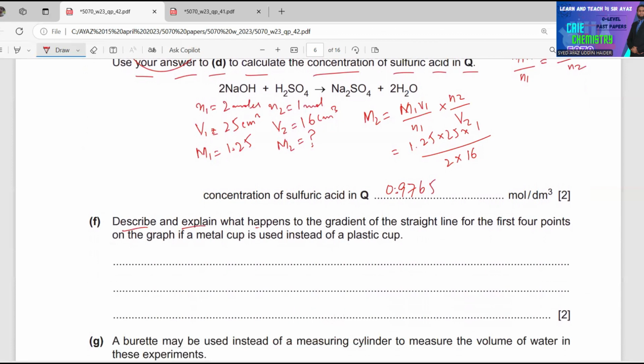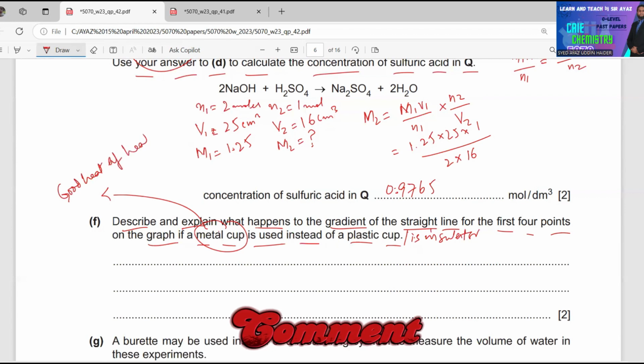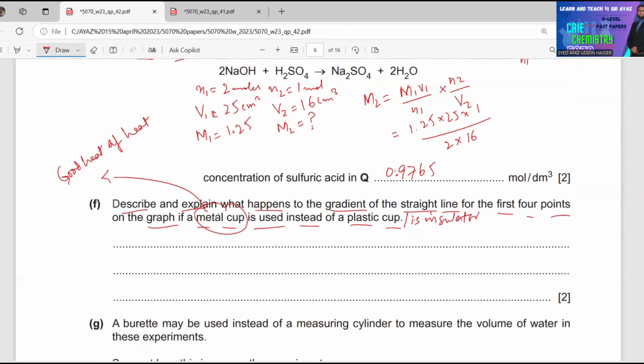F. Describe and explain what happens to the gradient of the straight line for the first 4 points on the graph if a metal cup is used instead of a plastic cup. Now, metal cup is a good conductor of heat. Plastic is an insulator, while metal cup is a good conductor of heat. So you will definitely get a less steep line in this case. So you'll write gradient less steep.